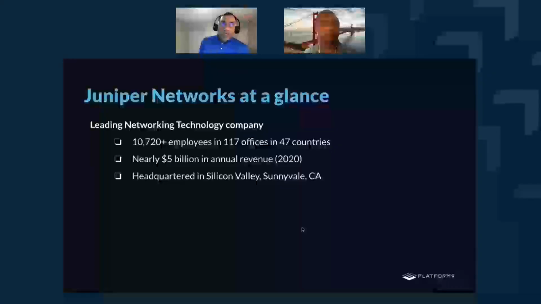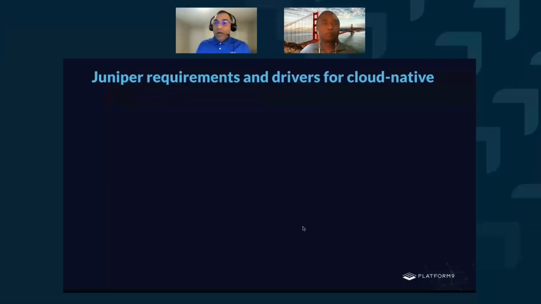Thanks, Ravi. So you've been at Juniper for several years, Ravi, and obviously, this digital transformation doesn't happen overnight, right? You have tons of requirements as you try to enable this at enterprise scale. Why don't you give us a quick snapshot of what your business requirements were and what your technical requirements were as you started moving towards cloud native?